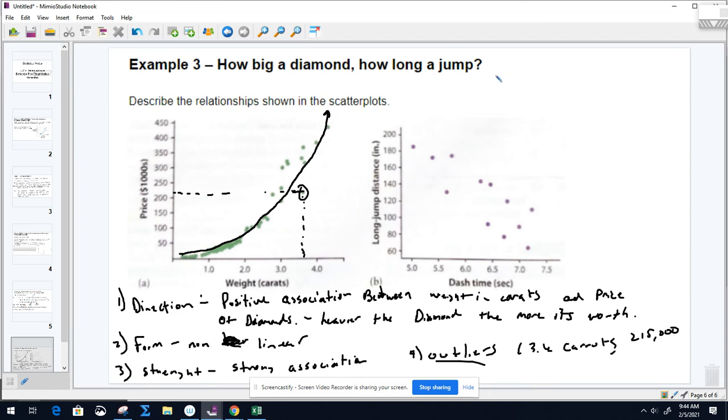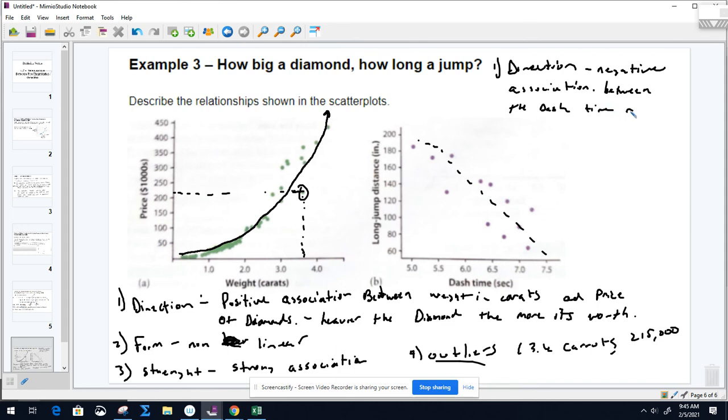We're going to jump up here for the second example. Very first thing is direction. This has a negative correlation or a negative association. Which means there's a negative association between the dash time and long jump distance. So a negative association between, I'll go ahead and write it out, the dash time and long jump distance.